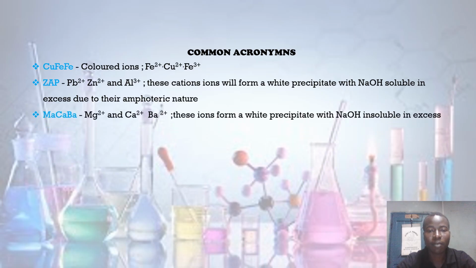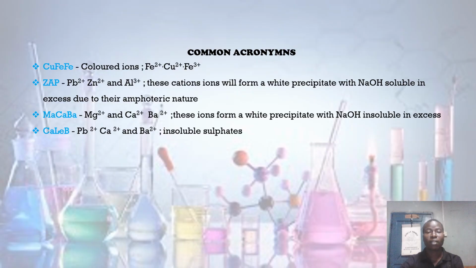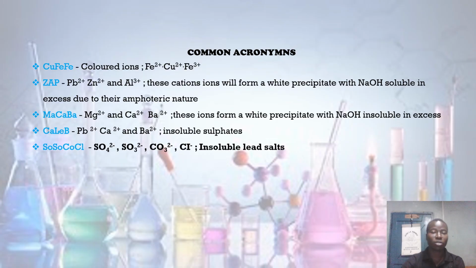We have Merkaba, that is for the ions which usually form a white precipitate with sodium hydroxide that is insoluble in excess. We have Caleb for the insoluble sulfates. We have Sosokokle for the insoluble lead salts.